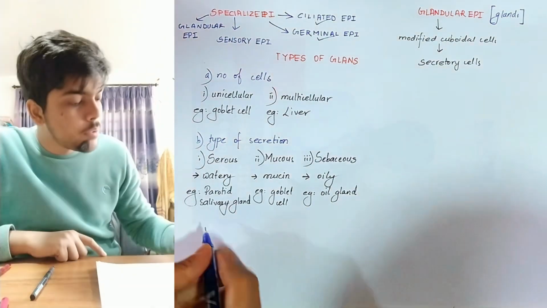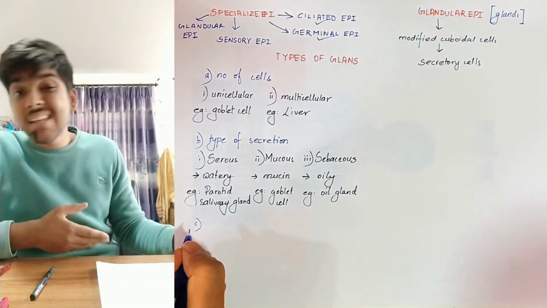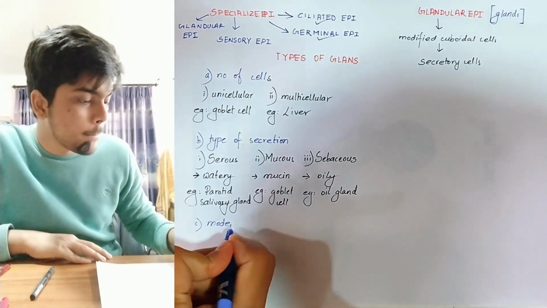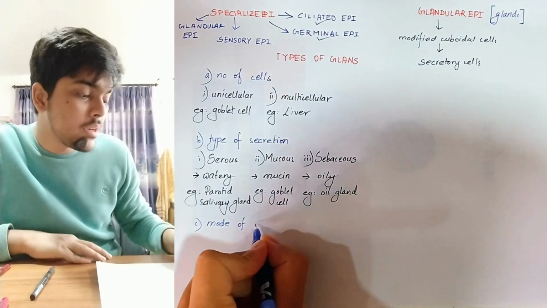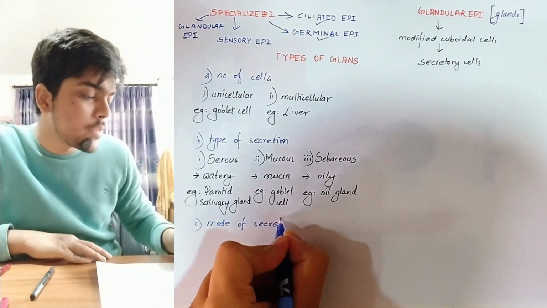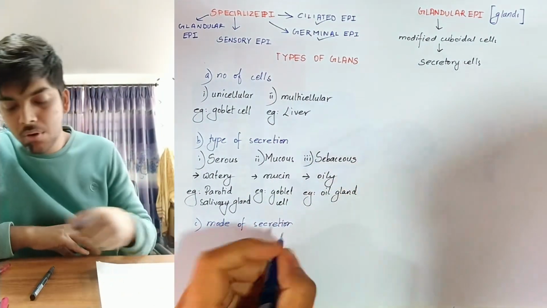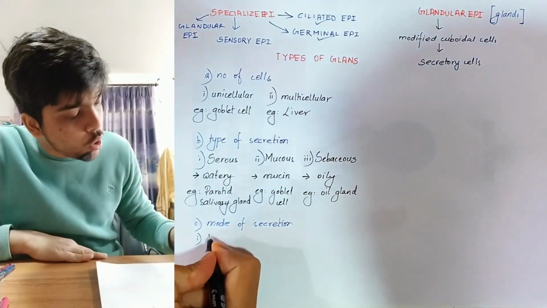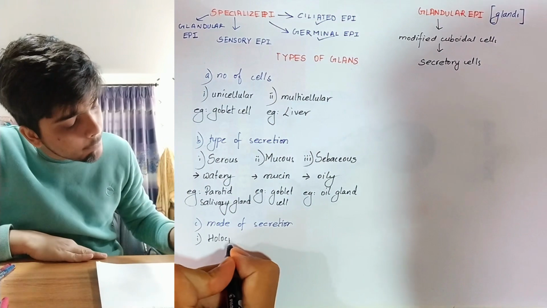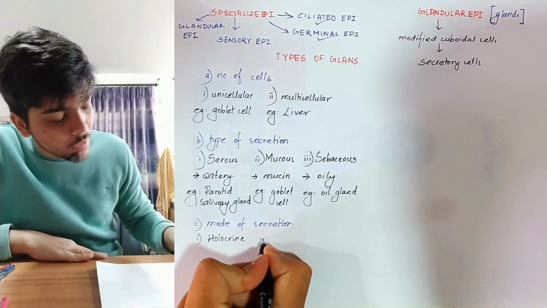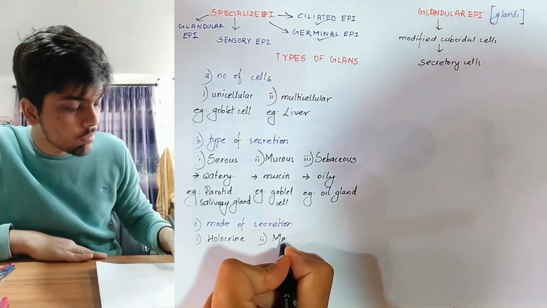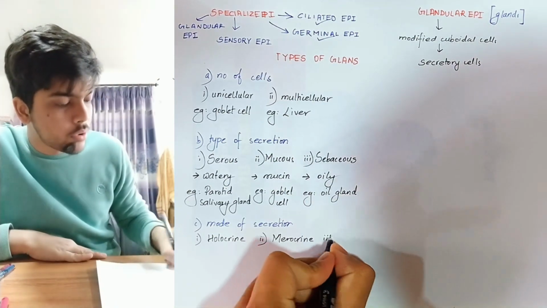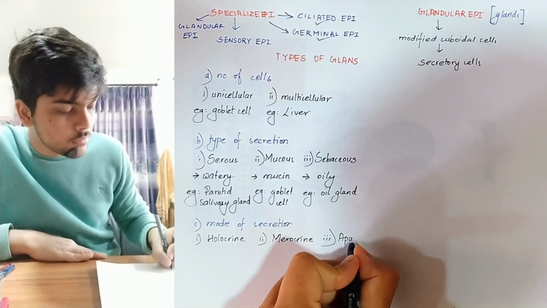Then there's your next type, that is on the basis of mode of secretion. So we talked about the type of secretion, now mode of secretion. That is how that particular type of secretion is secreted. You have number 1, holocrine gland. Number 2, merocrine gland. And number 3, apocrine gland.